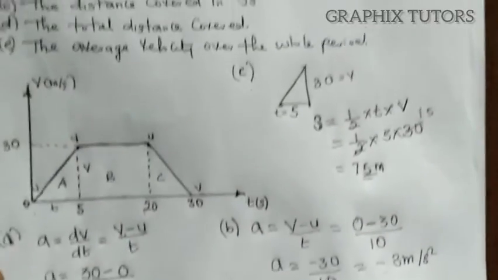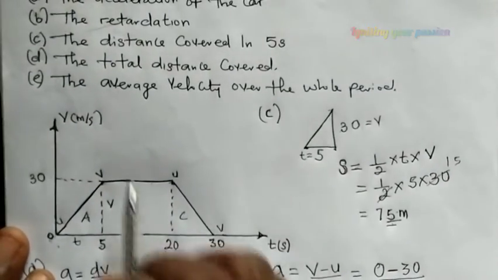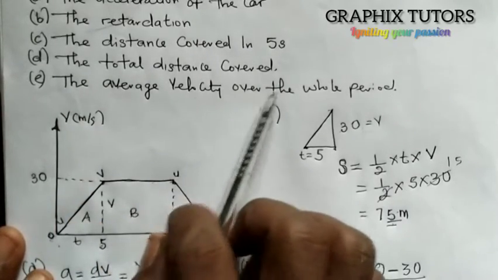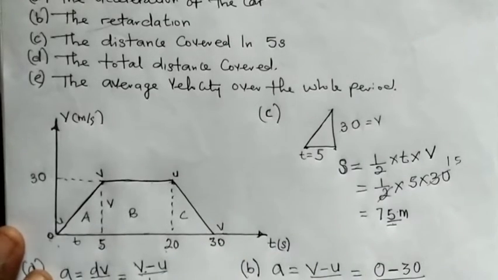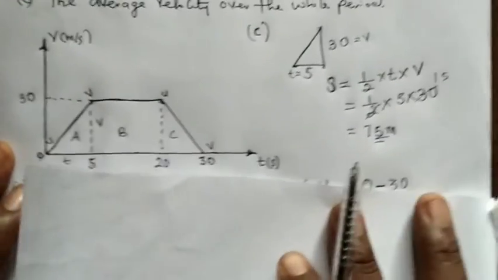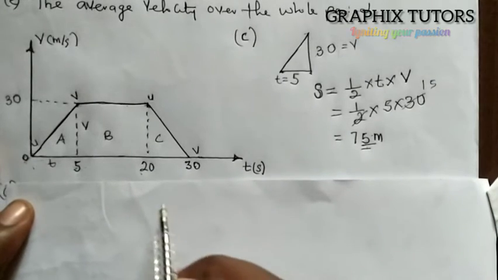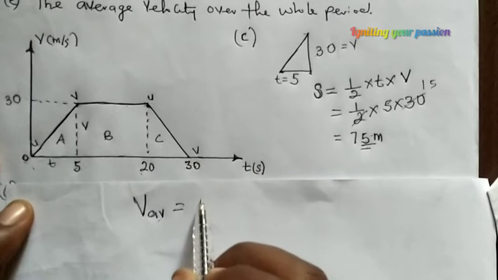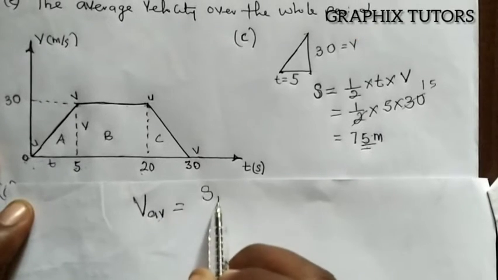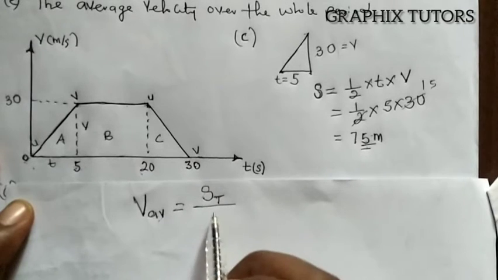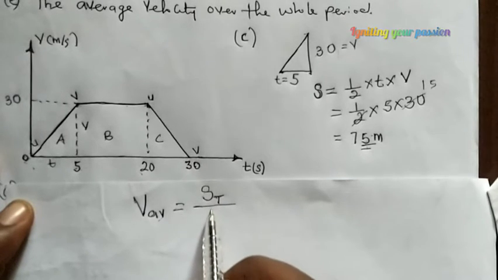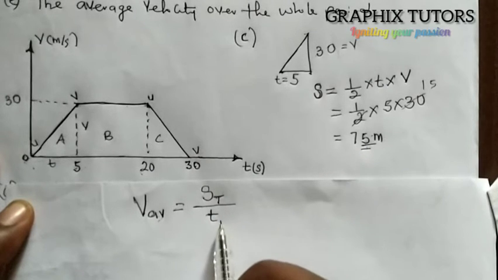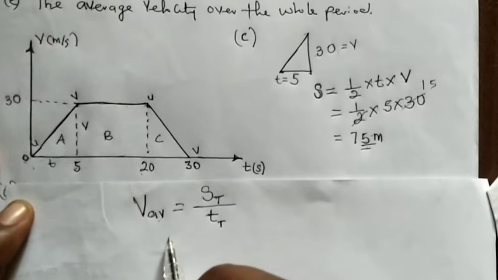Now the next thing here that we are trying to accomplish is that we're now told to calculate the average velocity over the period. Now I said it earlier that my average velocity VAV is equals to the total distance traveled, ST, all over the total time taken, that is my T, right? Let me put it that way.